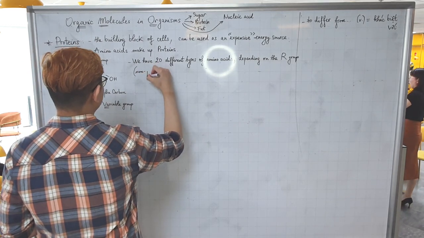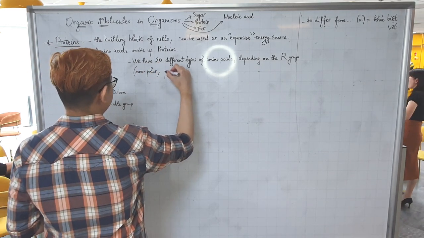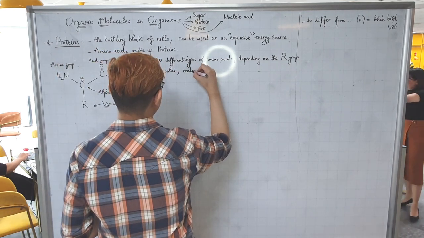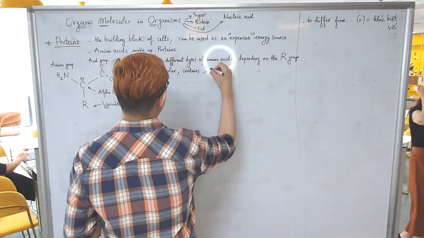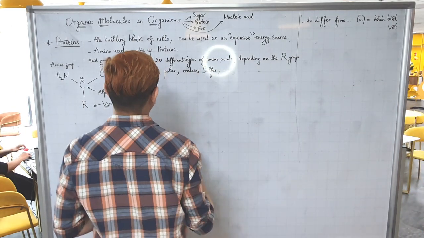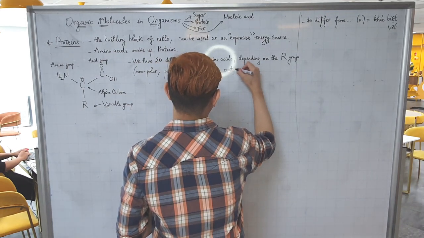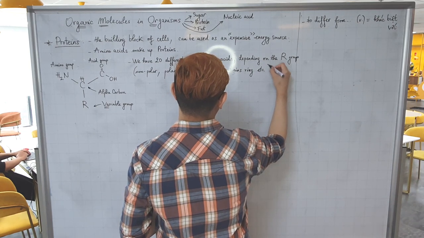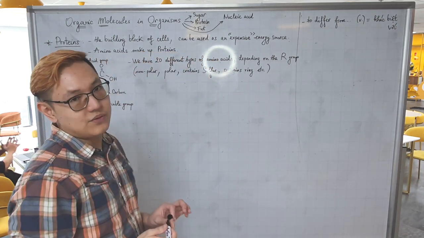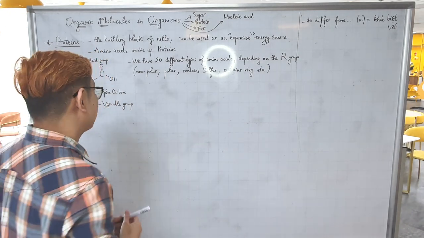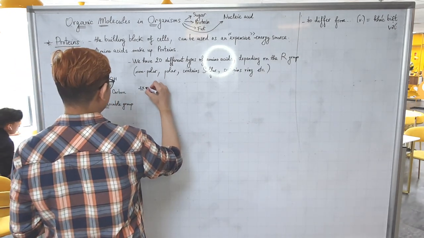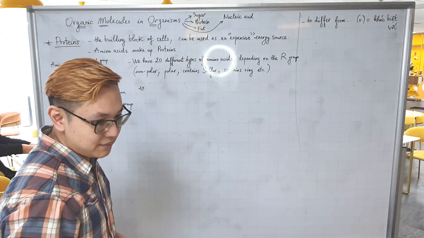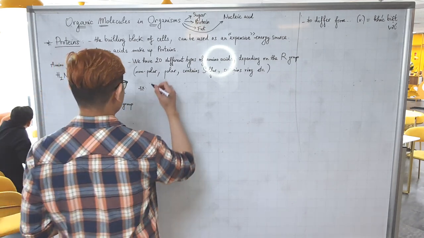So they can be non-polar, polar, containing sulfur, or contain rings. What you have, ABC. But you need to know the two amino acids that have sulfur in them. You must know, okay? For example, we have cysteine and methionine. You need to know the structure of cysteine and methionine.